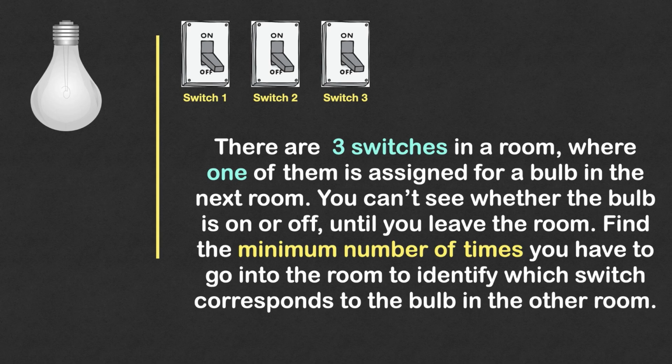So to simplify, there are three switches in a room where one of them is assigned for a bulb in the next room. You can't see whether the bulb is on or off until you enter the room. Find the minimum number of times you have to go into the room to identify which switch corresponds to the bulb in the other room.